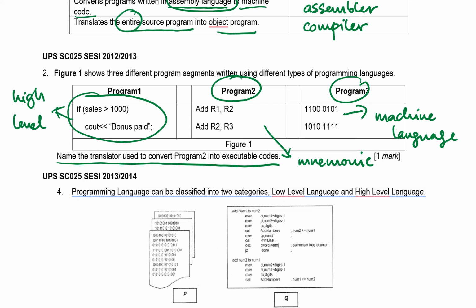Now, name the translator used to convert program 2 into executable codes. The answer is, of course, assembler. The only translator that is used to translate assembly language is assembler. So how could you recognize assembly language? Assembly language normally uses mnemonics or abbreviations, ataupun kod singkatan.